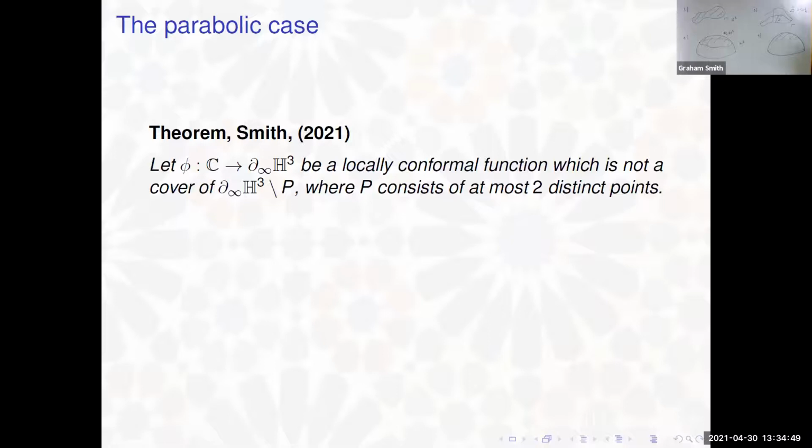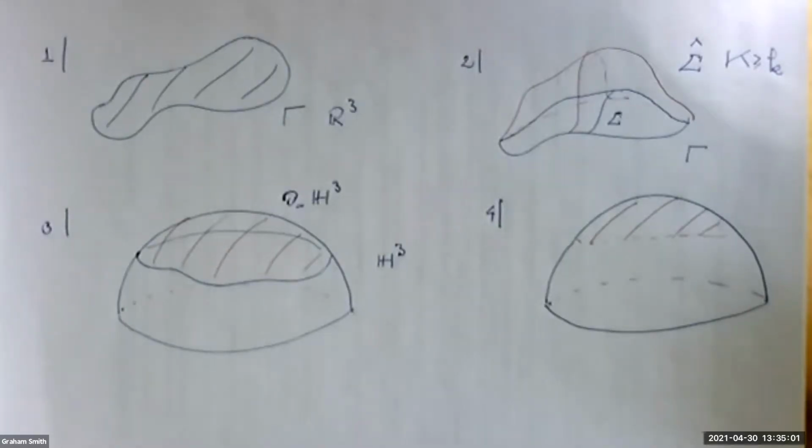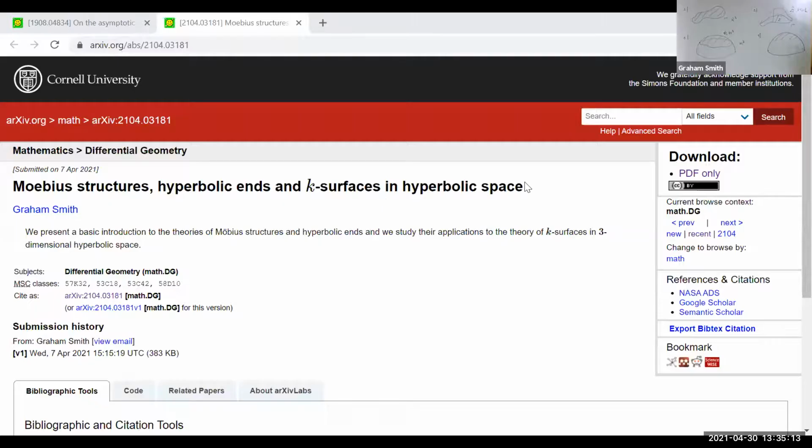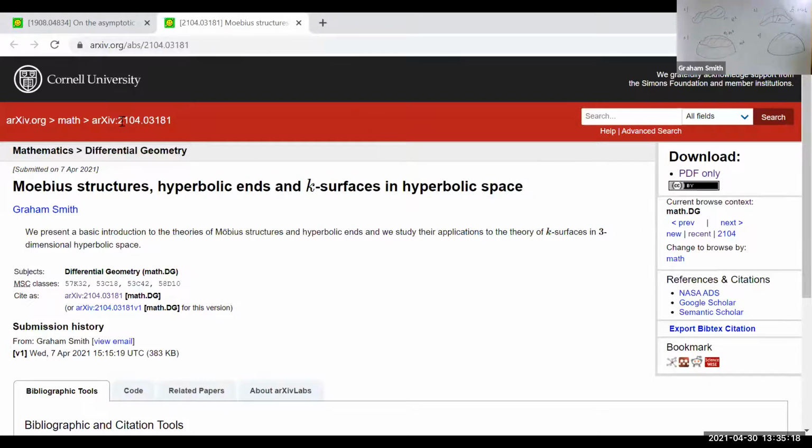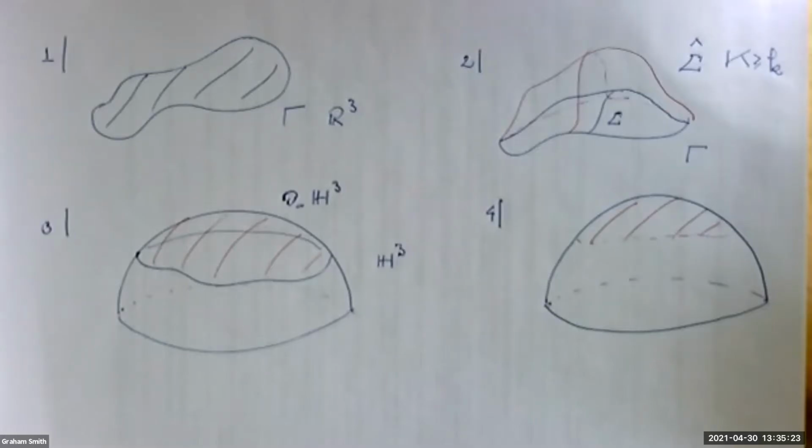Consider, now we get to the parabolic case. So this is the only case really that remains open. And we have this nice new result, which I proved in a paper that I was asked by Papadopoulos to write very recently. Let me see if I can find the paper for you. Here it is. So this is a paper in which this result is proven. So if anybody is interested, you can consult the result here, arXiv 2104.03181.